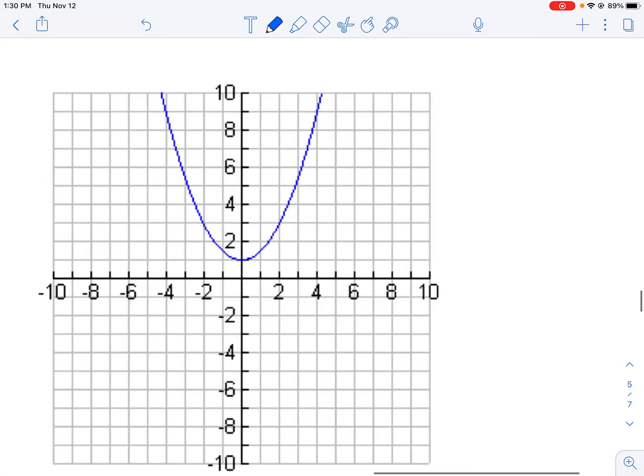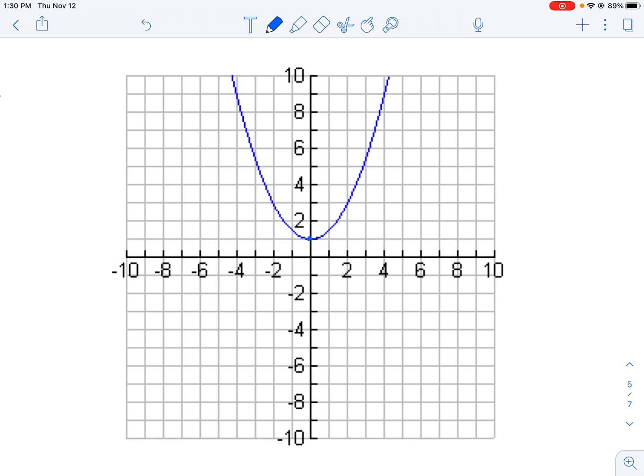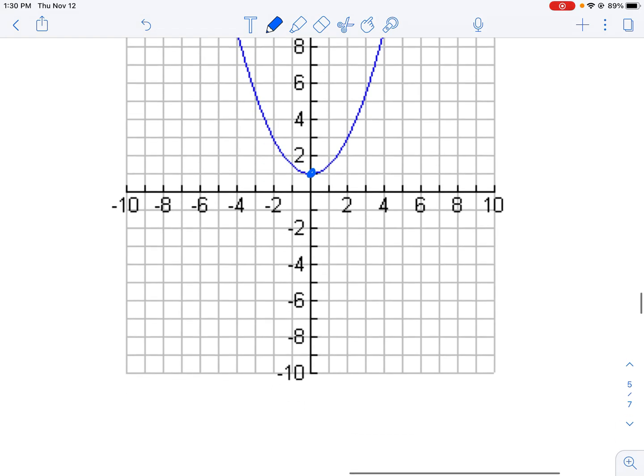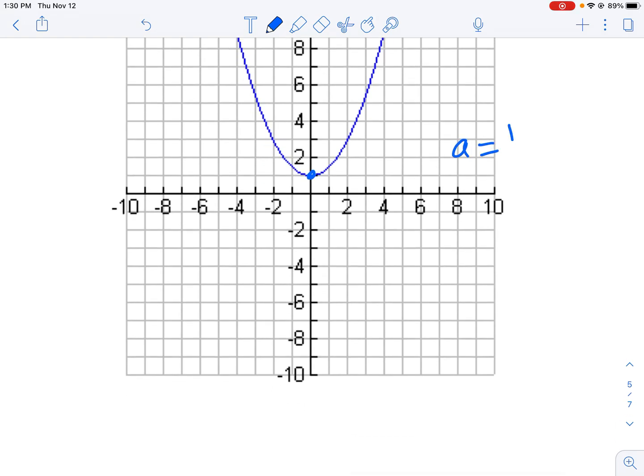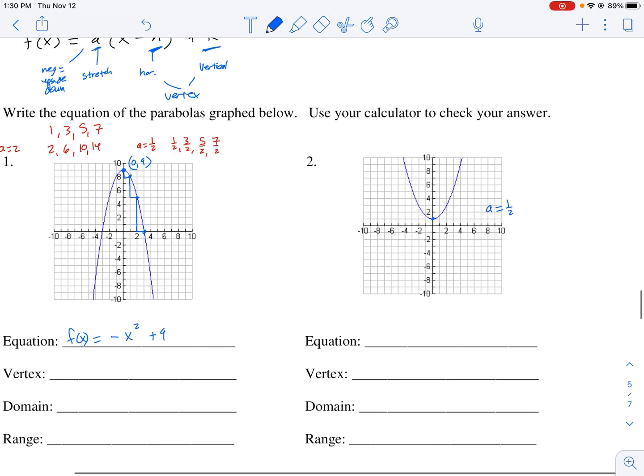Well, if we were to look at 2, I'm just going to look how it's a little bit different. Our vertex is here, but when I look here, it didn't go up 1. It's looking like it kind of went up a half. And if I look here, yeah, that's looking like it went up 1.5. And I look here, looks like it's going up 2.5. Well, that means your a value on something like this is going to be 1/2 because it's going up half as much as it normally would.